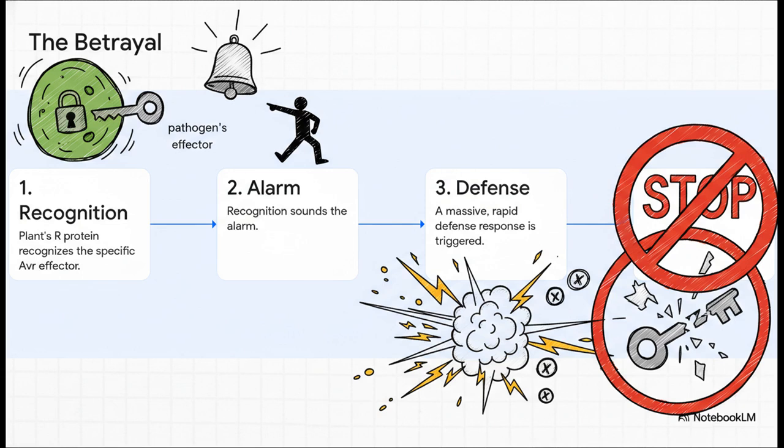This is the moment of betrayal. The plant's R protein is like a specific lock that perfectly fits the pathogen's effector key. The second that effector enters the cell and gets recognized, it's like a silent alarm is tripped. The plant launches this massive, overwhelming counterattack, often killing its own cells around the infection site just to trap and destroy the pathogen. The infection is stopped dead in its tracks.